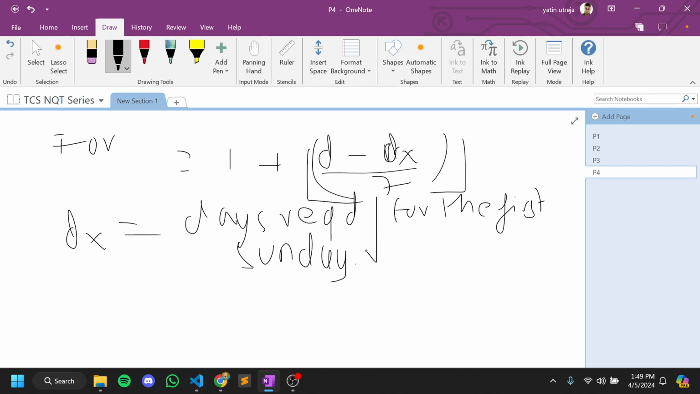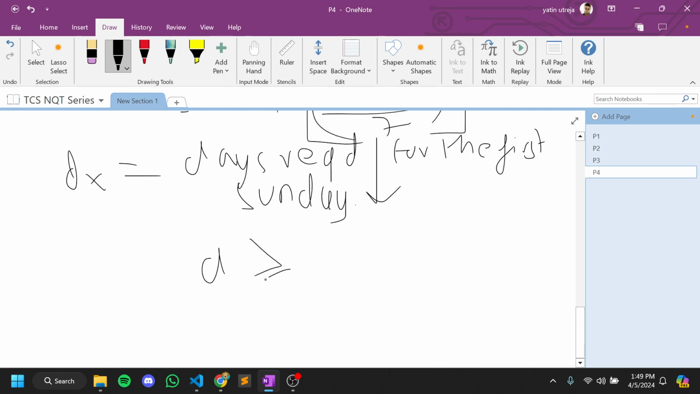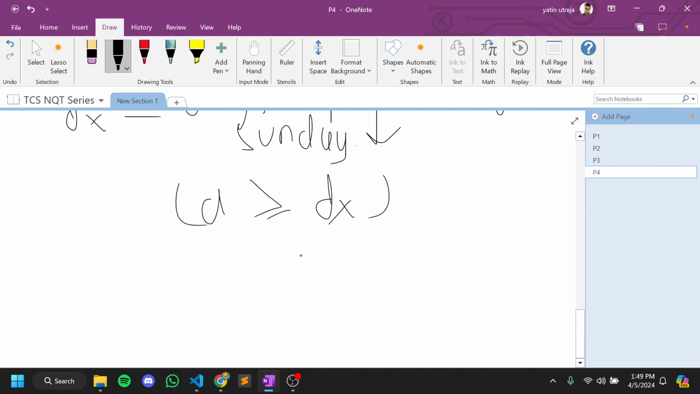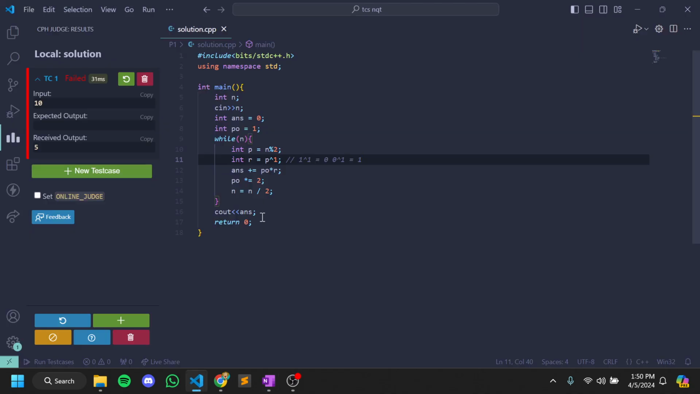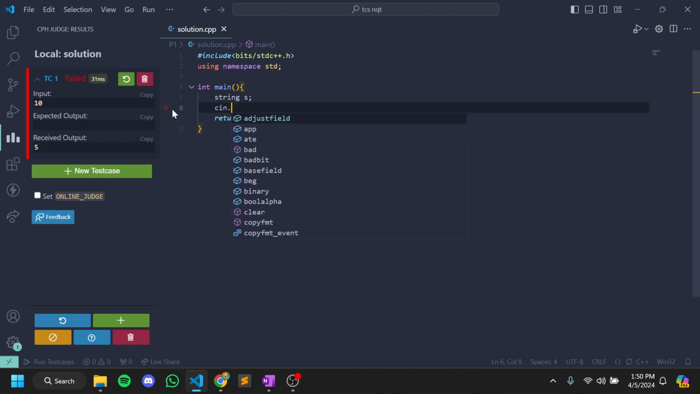Also there's a condition, the condition being that d should always be greater than or equal to dx. Only then will this equation work, else this goes into negative. And we can also observe that if the first Sunday doesn't even happen within the required quota of days, we're not getting a Sunday ever. So our answer for the case when d is less than dx will be 0 only. So pretty straightforward question. Without further ado, let's begin the coding portion.